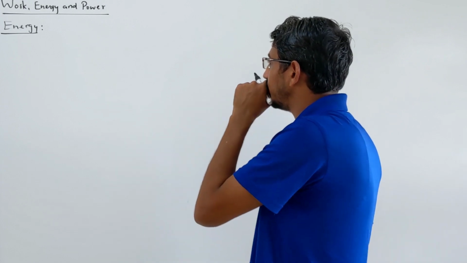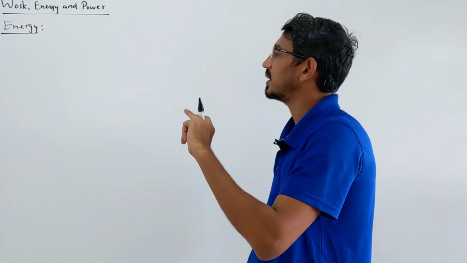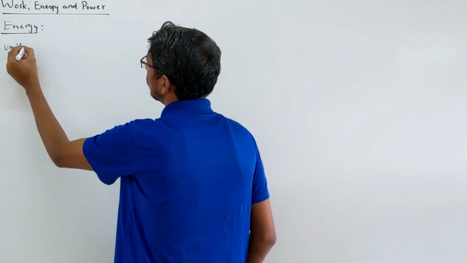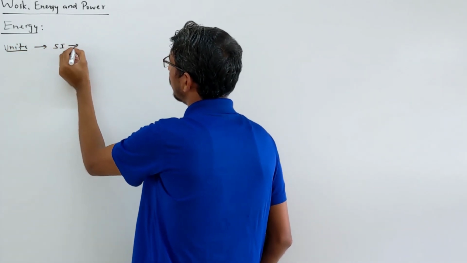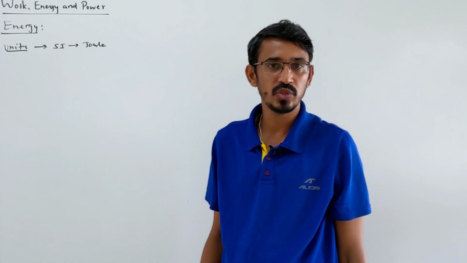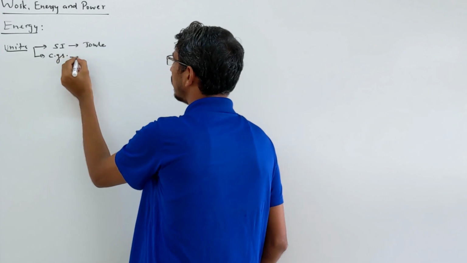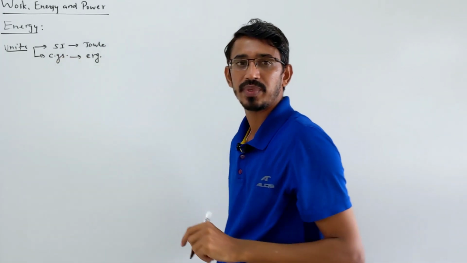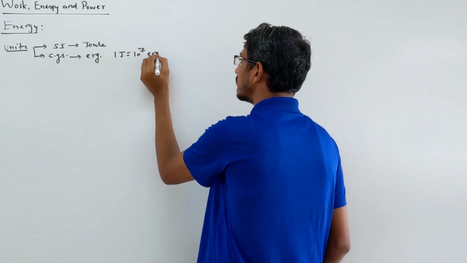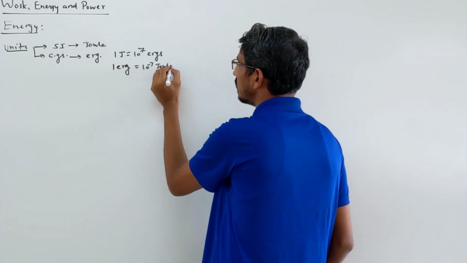First, I forgot to tell you the unit of energy. Energy and work are the same thing only, so first I talk about their unit. When I talk about the SI unit, everybody knows it is the joule. Work and energy both have the SI unit joule. The CGS unit is called the erg, which I told you in the first chapter. The relation is that 1 joule is equal to 10 power 7 ergs, or 1 erg is equal to 10 power minus 7 joule.